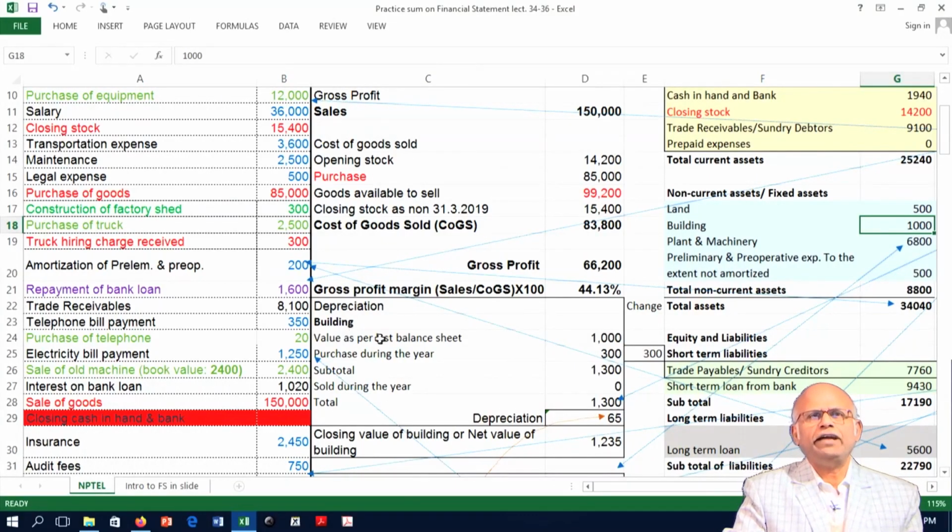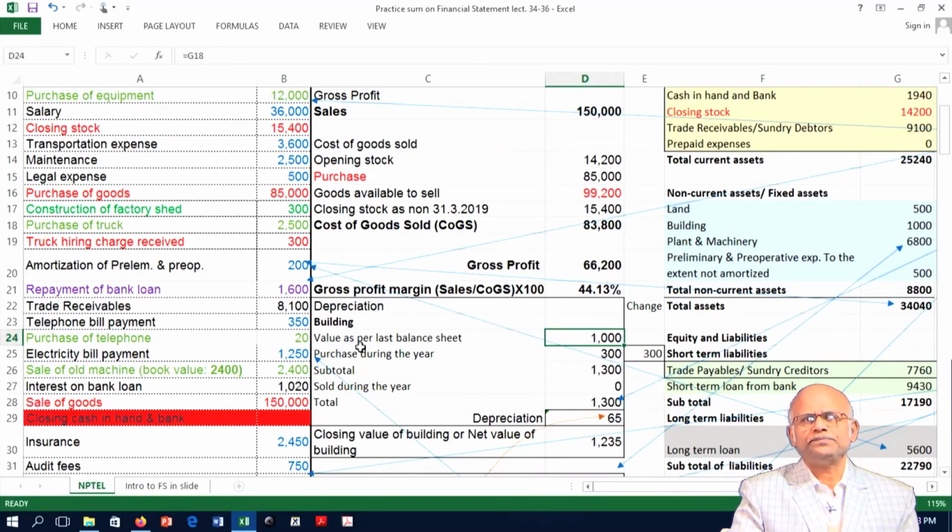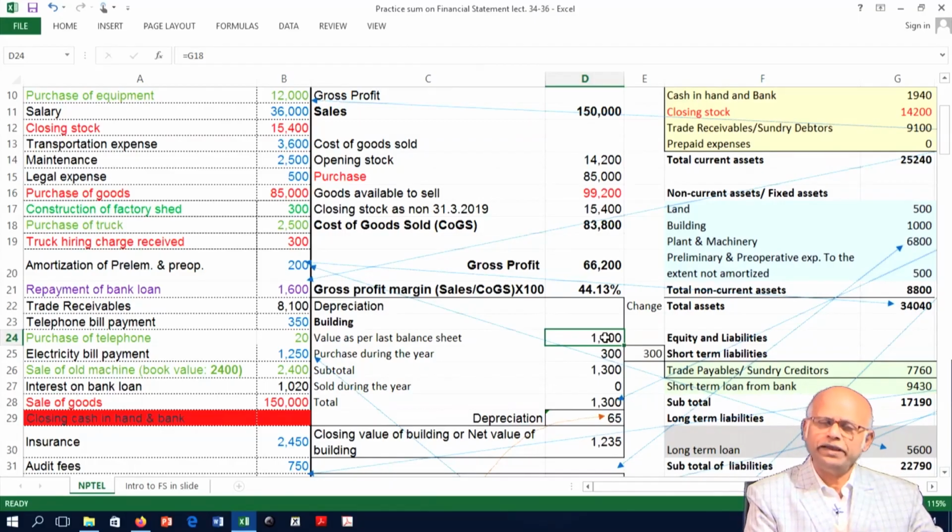Depreciation, building value as per last balance sheet is 1000, it comes from there. I have taken it with a linking formula. So, value of building as per last year account. Now, if you procure any asset during the year, either you buy a building or you construct a building, they are part of the total building assets, and they also are to be depreciated.